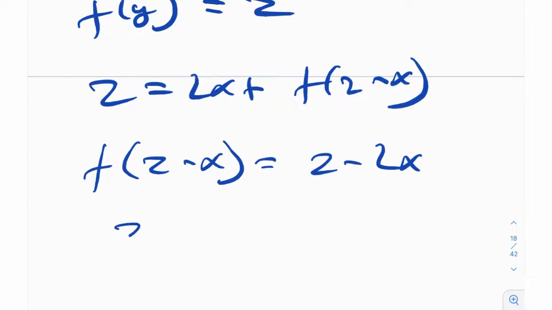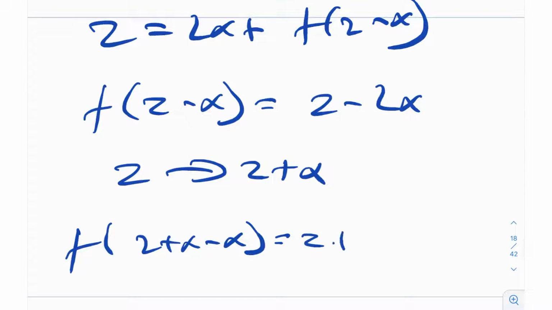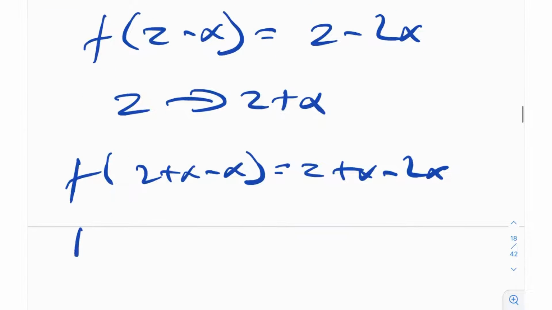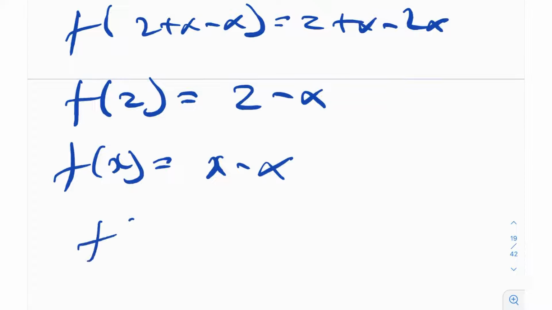Now again, just replacing z with z plus alpha, I'll get f of z plus alpha minus alpha is equal to z plus alpha minus 2 alpha. So f of z is equal to z minus alpha. In other words, f of x equals x minus alpha. Alpha is a constant, minus alpha will also be a constant. So f of x equals x plus c. So yes, this is what we had received from the previous solution as well, without using surjectivity.